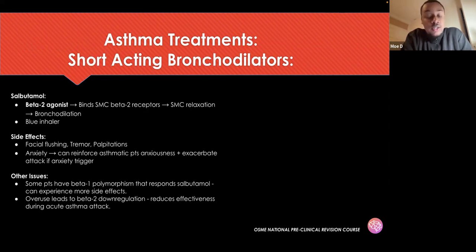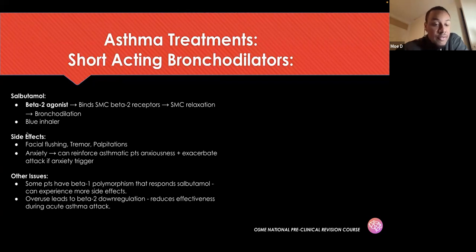It binds to your smooth muscle cell beta-2 receptors in the airway, and then it activates that cascade where you activate GS protein, increase cyclic AMP, and then you cause all those downstream effects. And ultimately, it results in the airway smooth muscle cells relaxing, and this results in bronchodilation. And that's why it's used for asthma attacks where you've got that bronchoconstriction. And this is often administered through the blue inhaler.